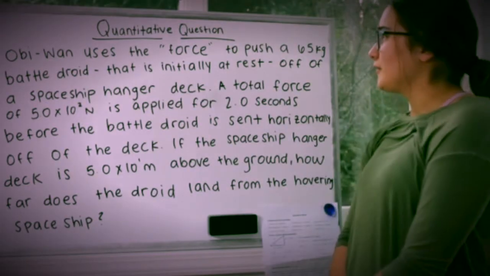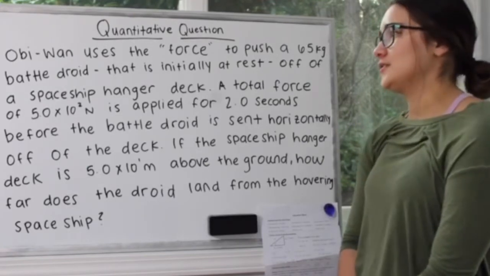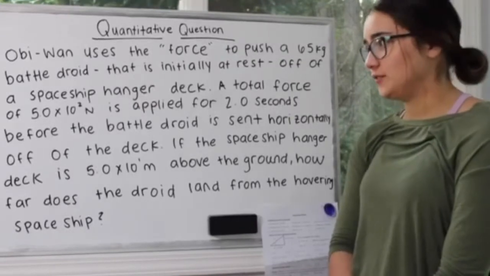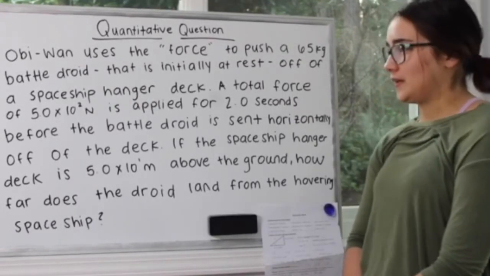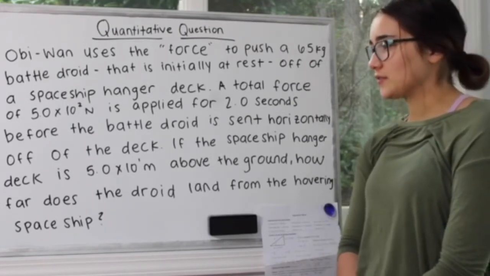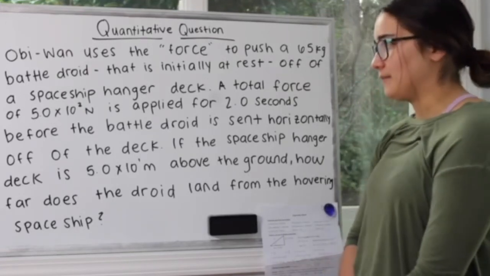Obi-Wan uses the Force to push a 65 kilogram battle droid that is initially at rest off of a spaceship hangar deck. A total force of 5.0 times 10 to the second newtons is applied for 2 seconds before the battle droid is sent horizontally off of the deck. If the spaceship hangar deck is 5.0 times 10 to the first meters above the ground, how far does the droid land from the hovering spaceship?